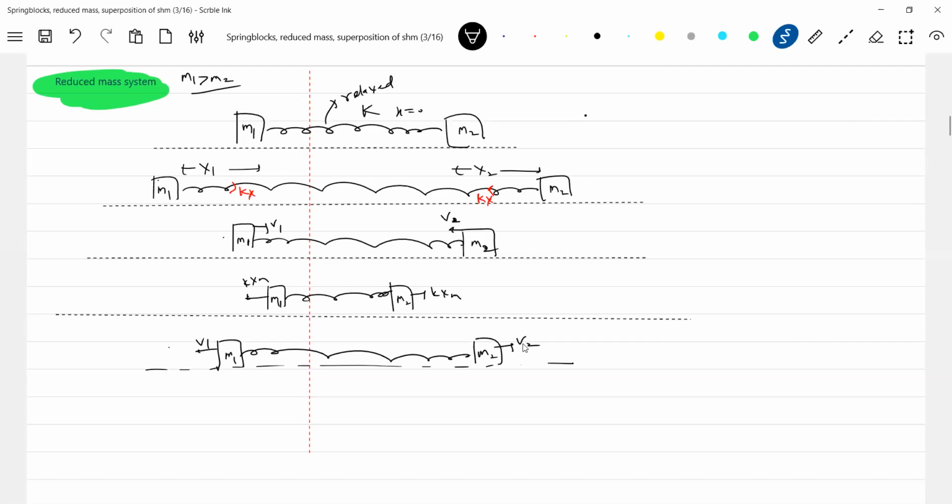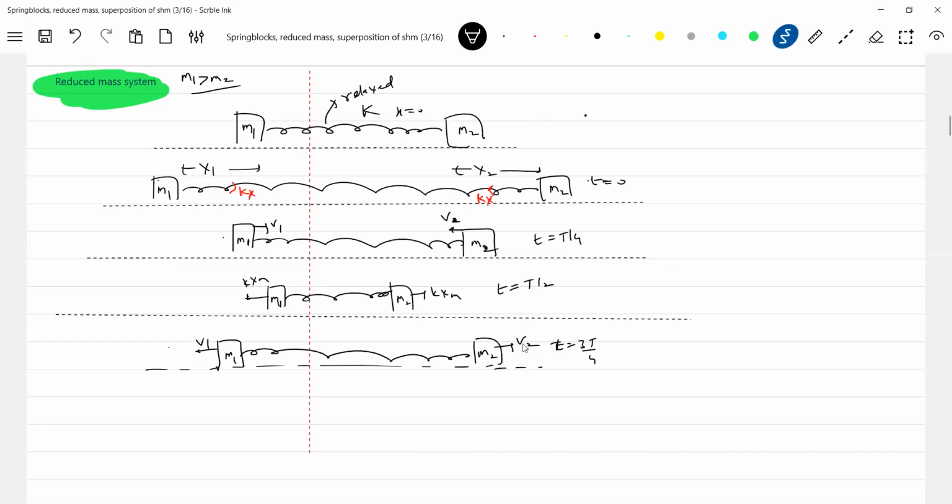So this is the mean position. Okay, this is the left extreme. If you say this is t equal to 0, this will be t equal to T by 4, t equal to T by 2, and this will be t equal to 3T by 4.